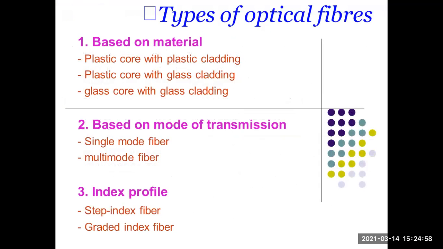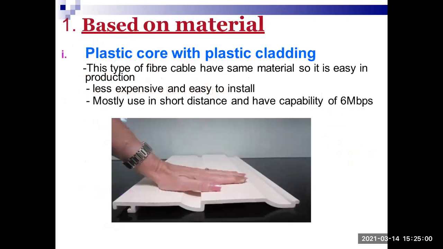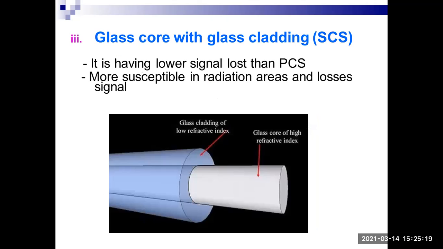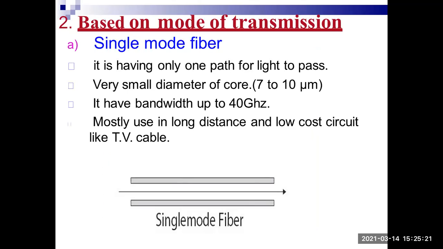Now based upon the different types of optical fibers, you can make the optical fibers either from plastic or glass, right? You see this is the glass core, which has a diameter of 0.001 and so on, having very low signal loss, less affected by radiation, and which is used for medical applications. Now this is the glass core with the glass cladding.